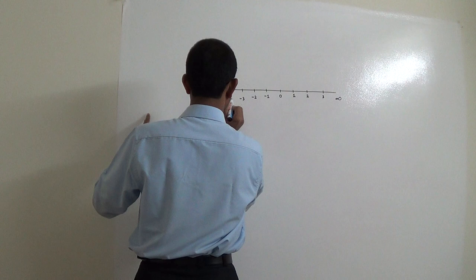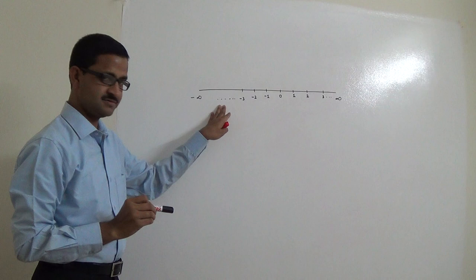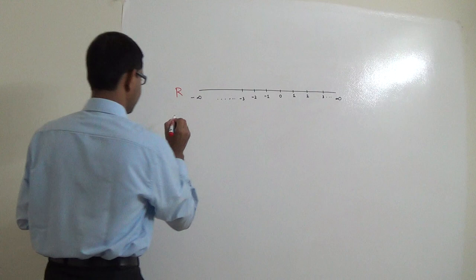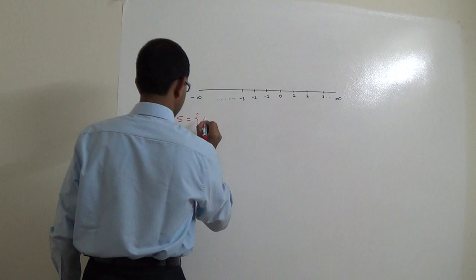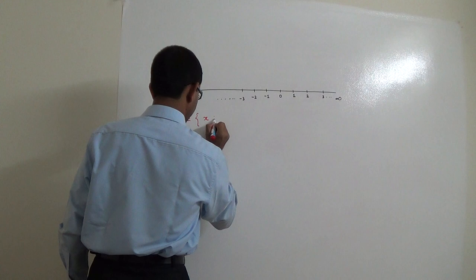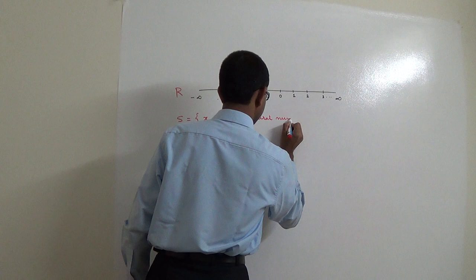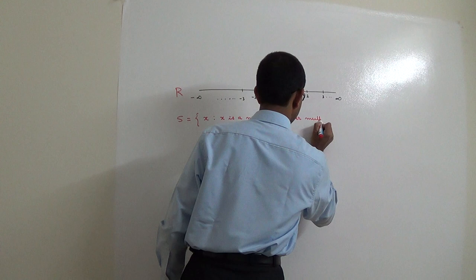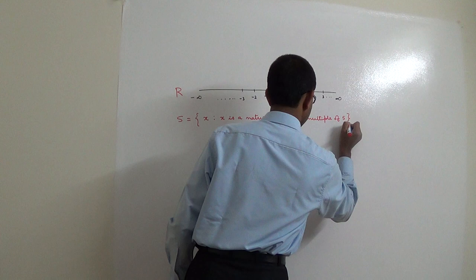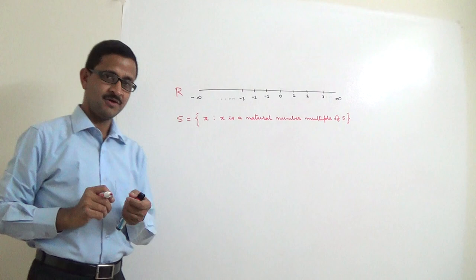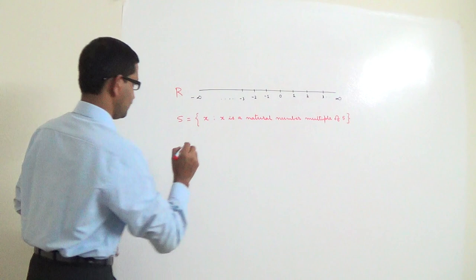Now the point is that this is one set. It is generally denoted by R, the set of real numbers. Now I am constructing another set. Suppose the set S is X, where X is a natural number multiple of 5. What does it mean? It contains 5, 10, 15, 20 and so on. Obviously this set is a subset of R, right? So we can write S is a subset of R.